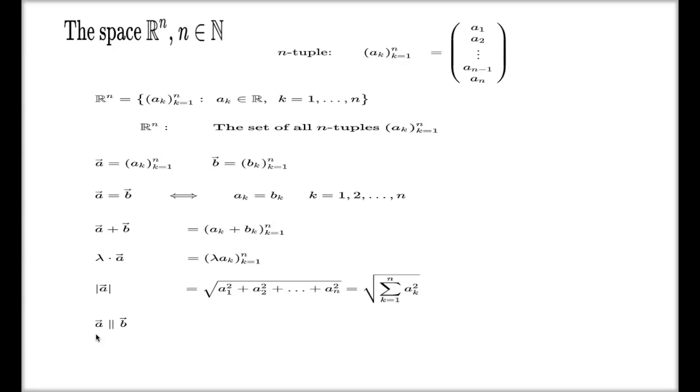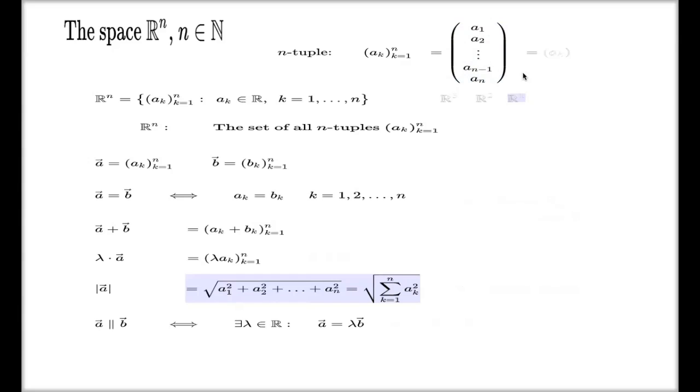In n dimensions, I will be saying that n-tuples are parallel when I have a scalar such that one is a scalar multiple of the other. Again, I can't really support this anymore with geometrical evidence, but we still persist with this language.